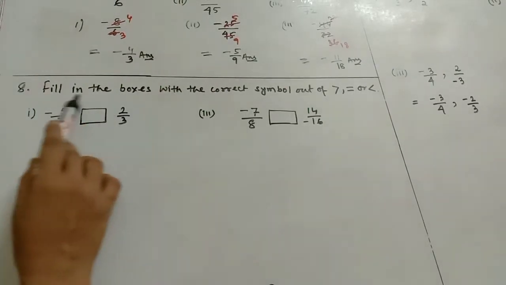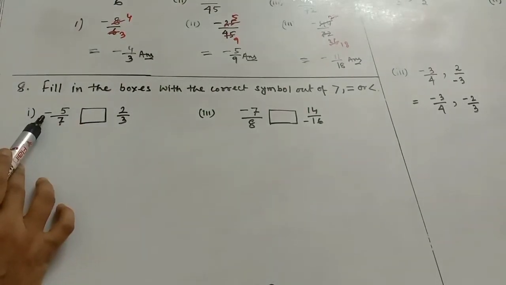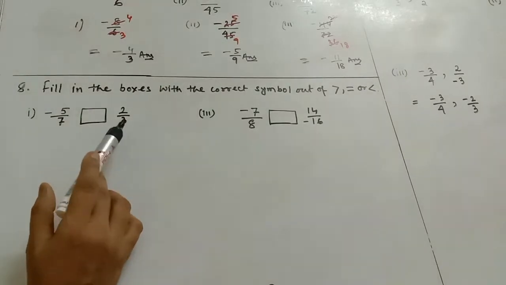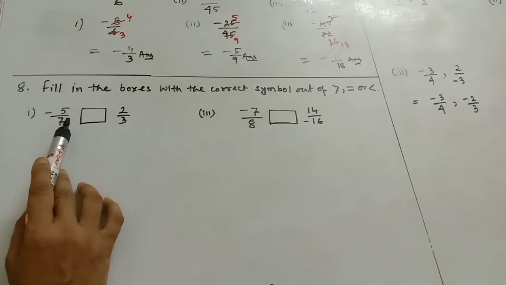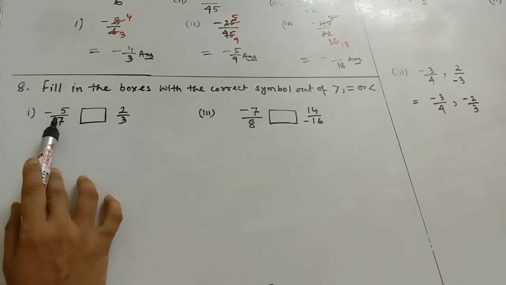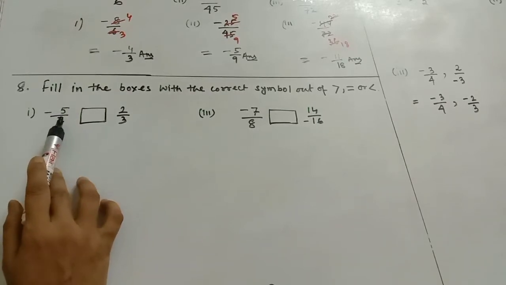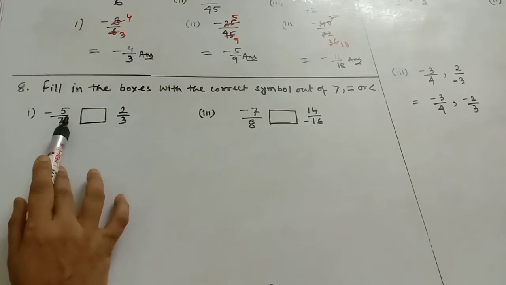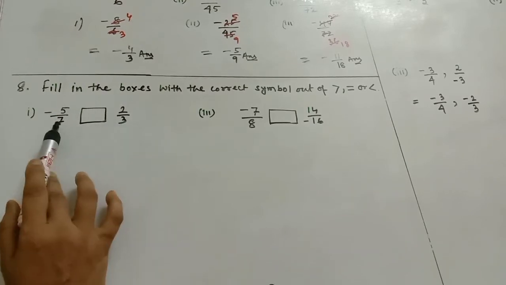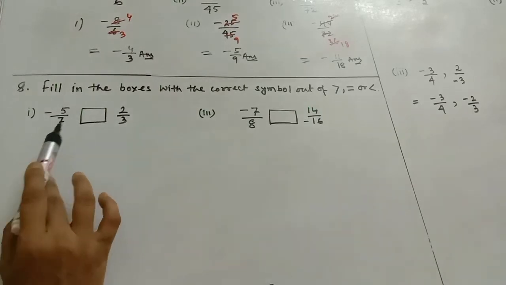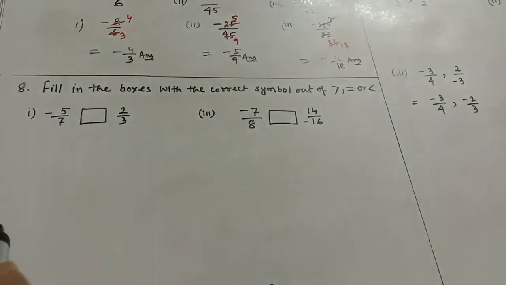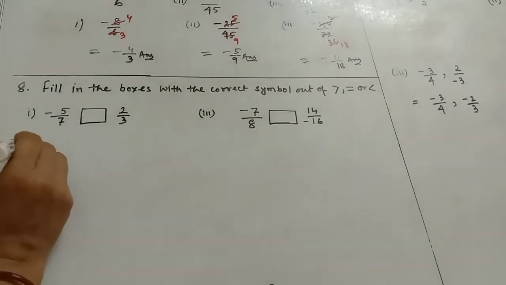Here there is no problem. Here the numerator is minus 5 by 7, and here is a completely positive rational number. By seeing this you can easily say that minus 5 by 7 is less than 2 by 3, because one is positive and the other is negative. A positive number is always greater than a negative number. But if you want to show the working also, you can do the working.